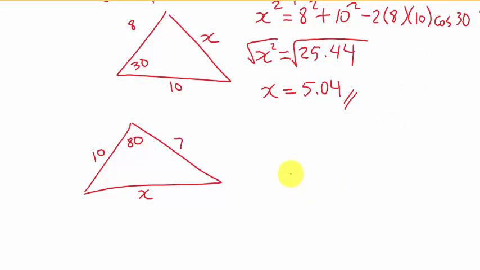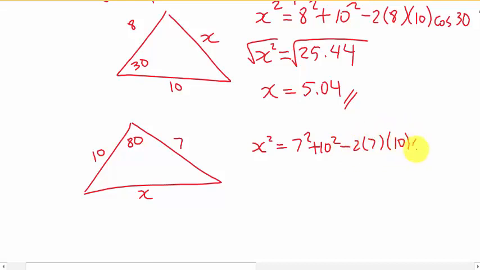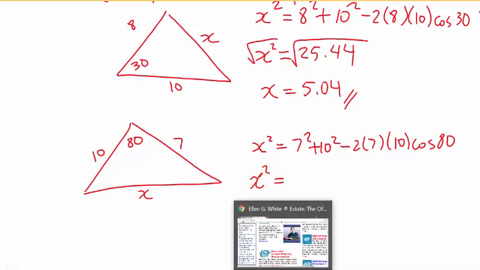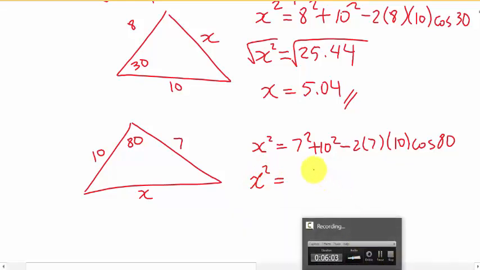Alright, so what did you get? You start with what? X squared is equal to what? 7 squared plus 10 squared minus 2 times 7 times 10 cos of 80. Now watch. Some people, like we're showing a lot of steps. This is where some people make a mistake.